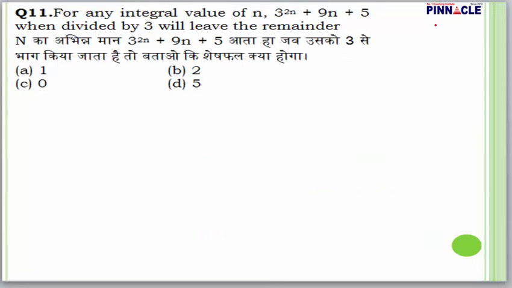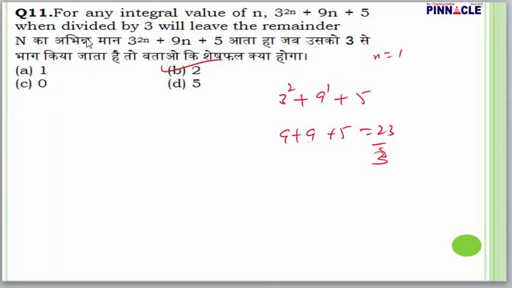Next question, question number 11. For any integral value of n, you can take the value of n equal to 1 directly, and 9 instead of n, we have taken n equal to 1, plus 5. When divided by 3 will leave the remainder. So 9 plus 9 is 18, plus 5, 23. If it is divided by 3, then the remainder would be 2. Answer is B. You can put any value, you will get the same answer.